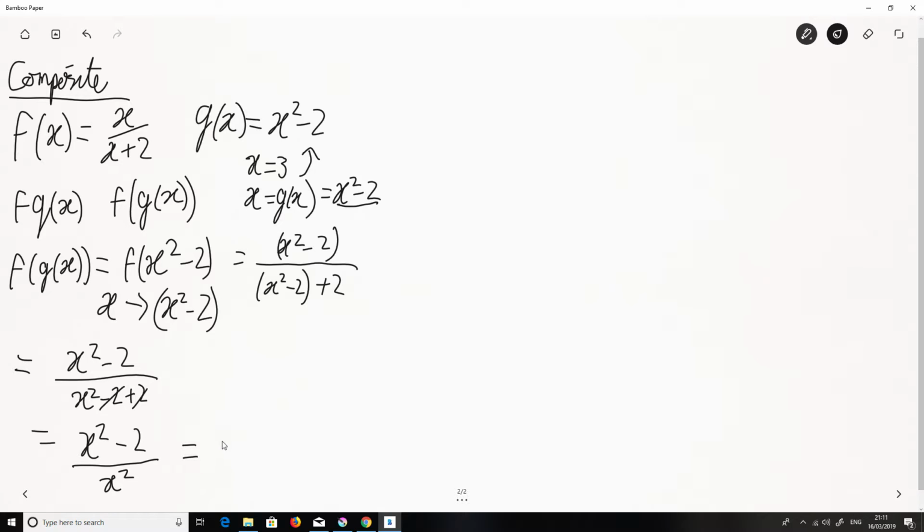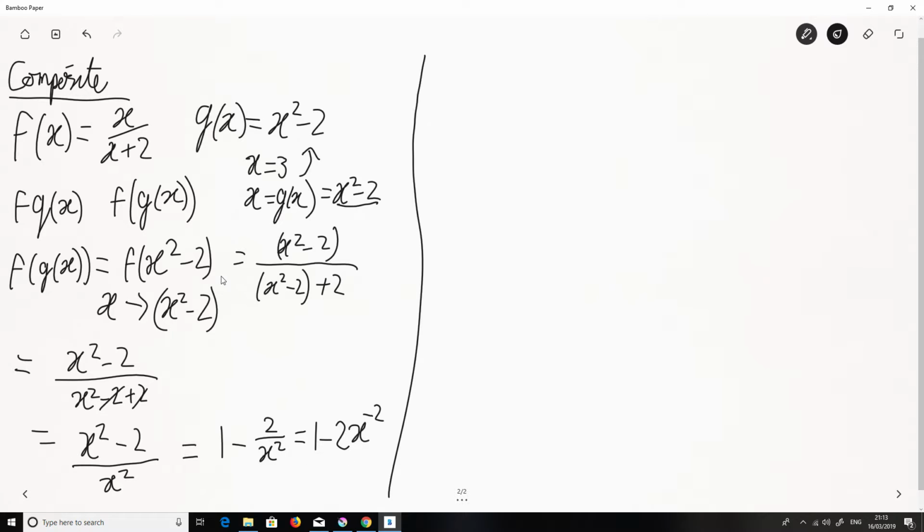And that you can simplify again to 1 minus 2 over x squared. And this also you can write in a slightly different format to just be 1 minus 2x to the minus 2. This is just an indices law, which if you're unsure about, just ask me, and I can cover indices if people are confused by that. But basically 1 over x squared is equal to x to the minus 2.